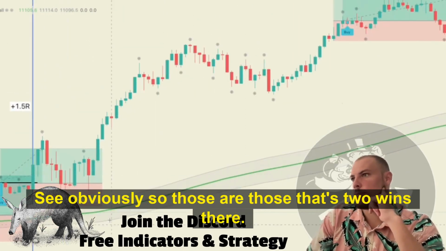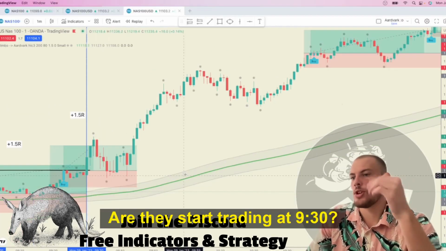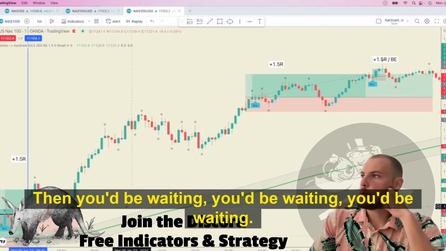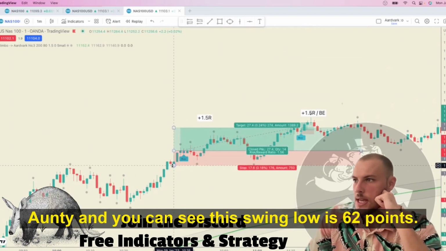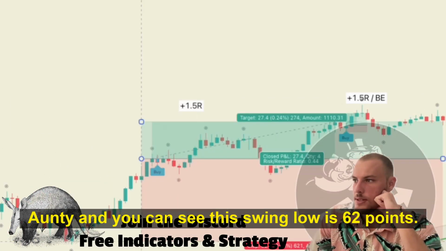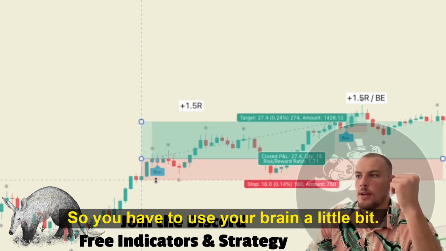That's 2 wins there. But let's say you didn't get into those because your rules are that you start trading at 9:30 like me. Then you'd be waiting, and then here comes your first opportunity. And you can see this swing low is 62 points. That's not something that you would do. So you have to use your brain a little bit.